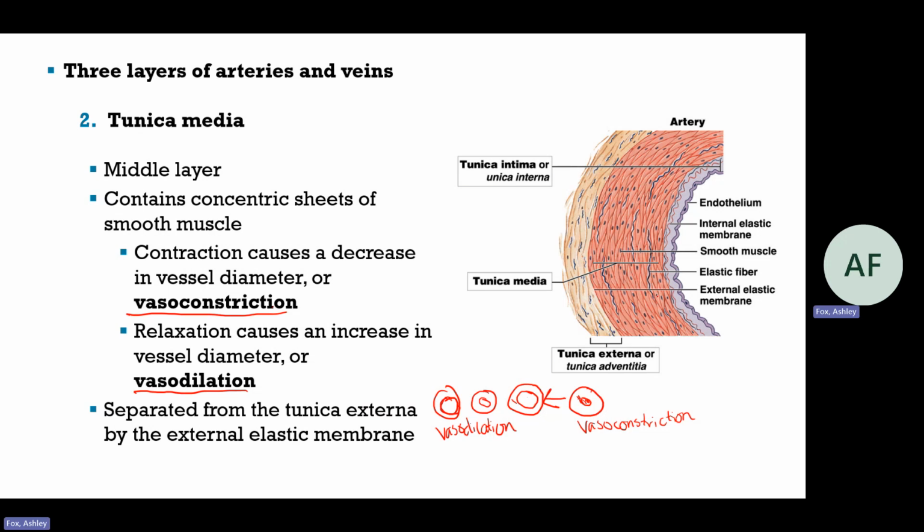Then also in arteries, we have an external elastic membrane, so more elasticity that's between the tunica media here and the tunica externa, which is going to be here. So all this is smooth muscle, the majority of it. You do have elastic fibers in between. Again, arteries do have more elasticity to them.